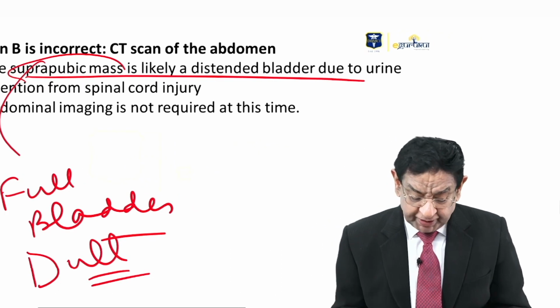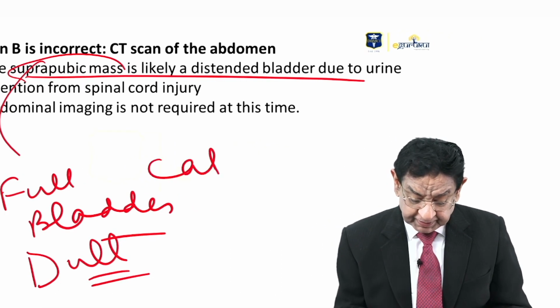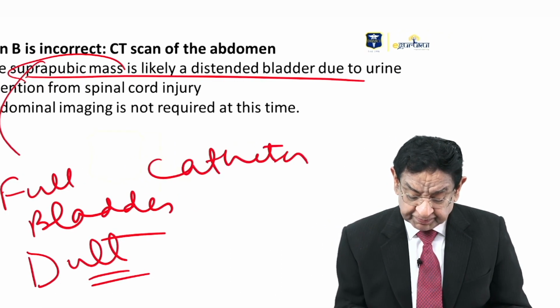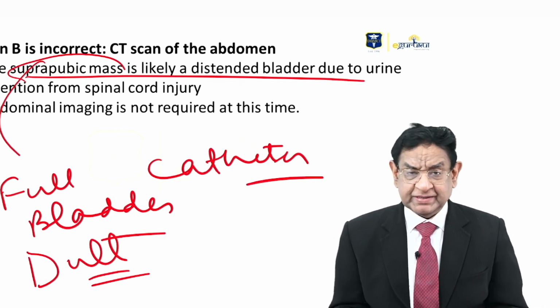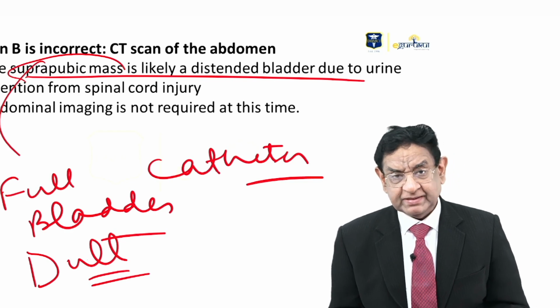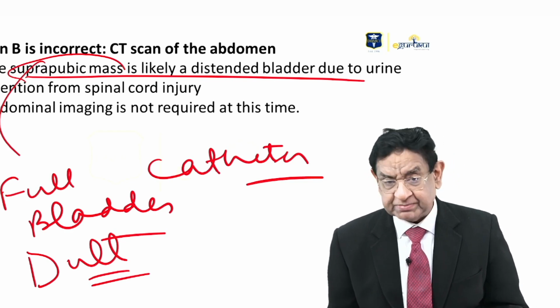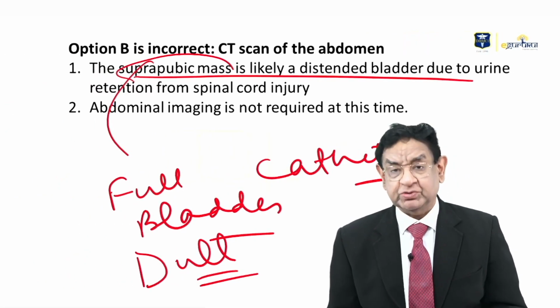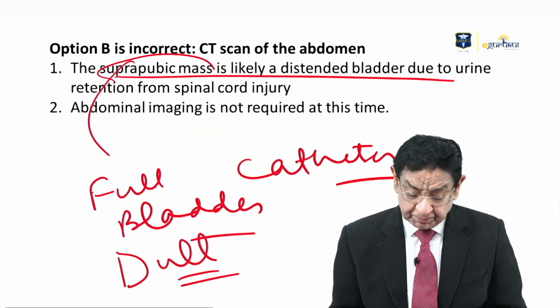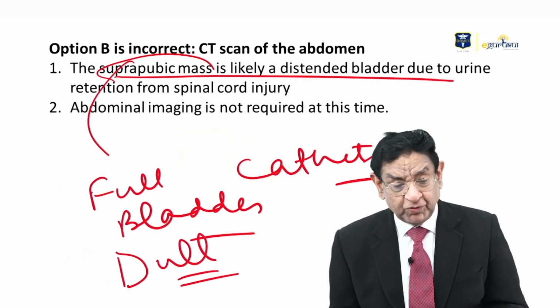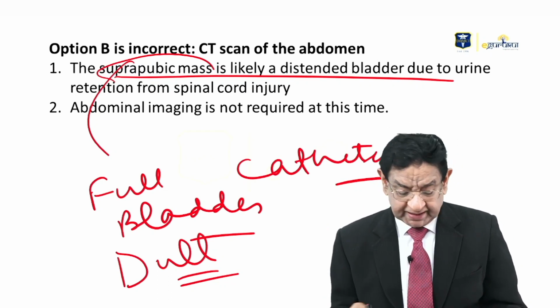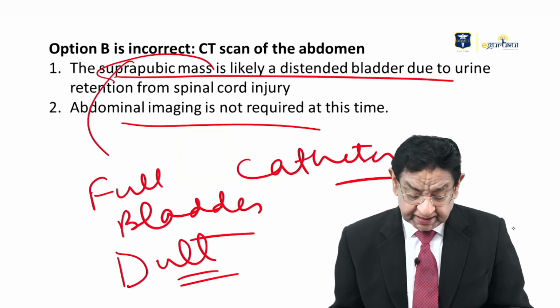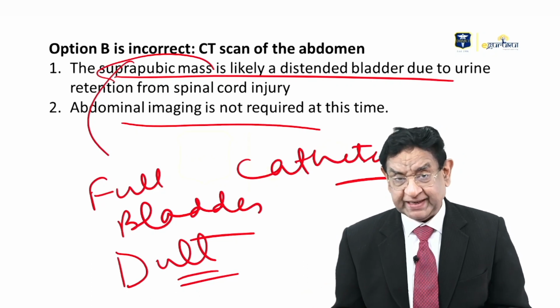And you should always put a catheter to prove it. Patient may be having retention of urine due to whatever reason it may be. Put a catheter, and if the mass disappears when the urine comes out, that means the suprapubic mass was due to the bladder. In this case also, before you do anything, just put the catheter, take out the urine, and that's why ultrasonography or CT, any abdominal imaging, is not needed.